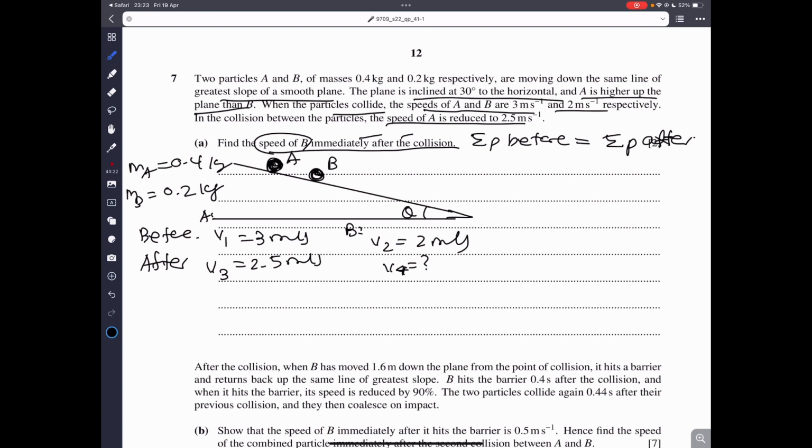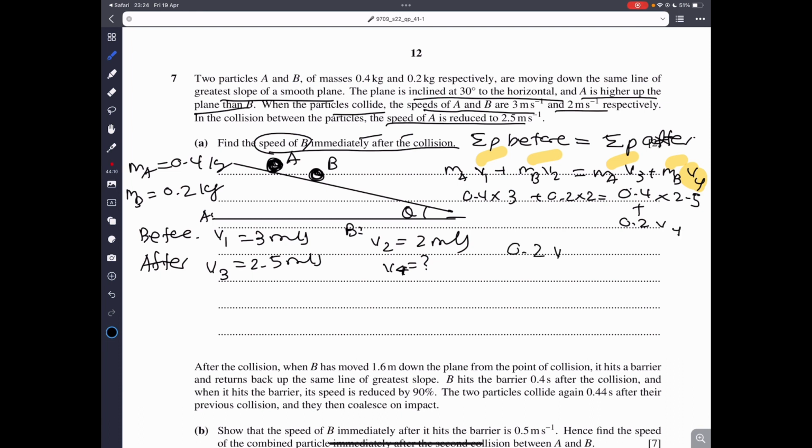Okay, sorry, I skipped too many steps. So basically what we have to do is MA V1 plus MB V2, before, has to be equal to MA V3 plus MB V4. We just don't know V4, but we know every other value, so we can just substitute. So 0.4 times 3 plus 0.2 times 2 equals 0.4 times 2.5 plus 0.2 V4. When you solve that, 0.2 V4 is equal to 0.6, so V4 is equal to 3 meters per second. This is the speed of B immediately after the collision.